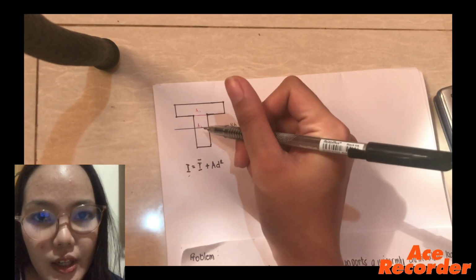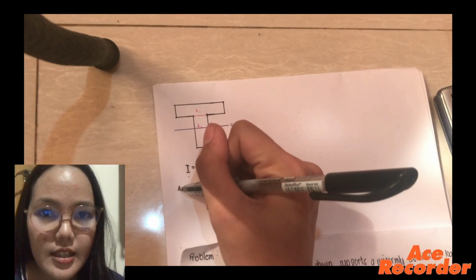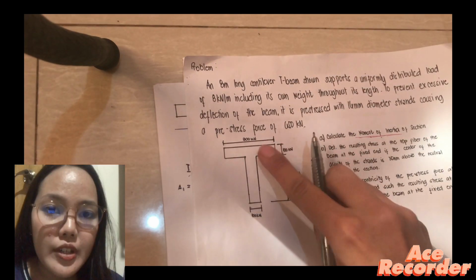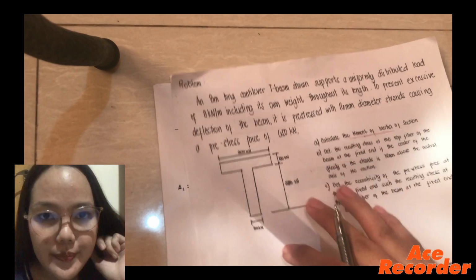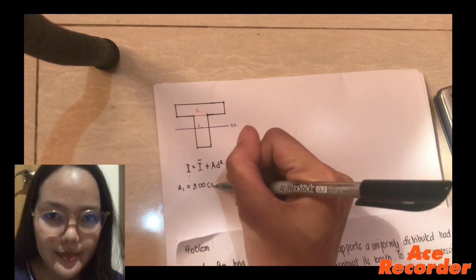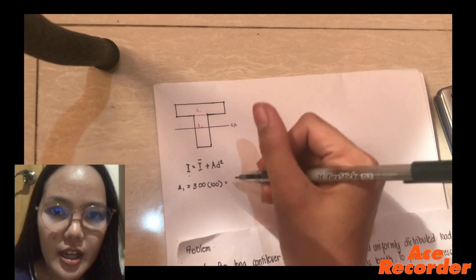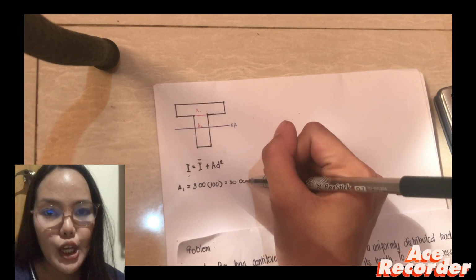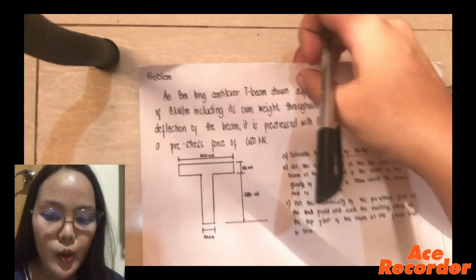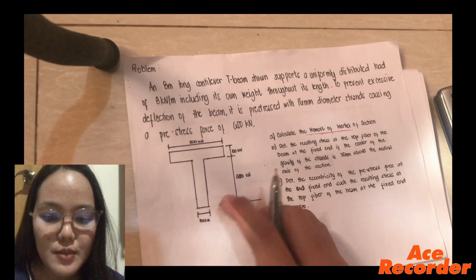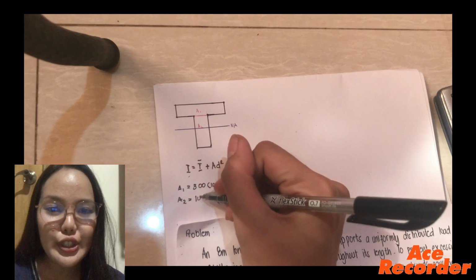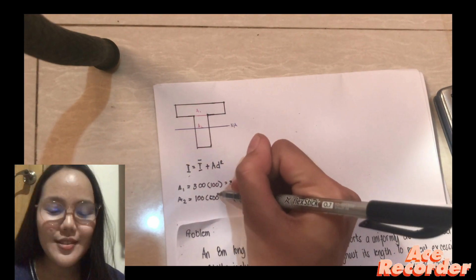So now we can calculate the area first. At area 1, we have 300 times 100, or the base times height. 300 times 100 is equal to 30,000. And for the area 2, we have 500 times 100, which is 50,000.